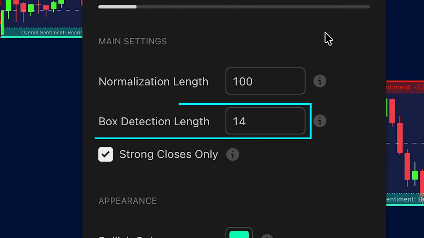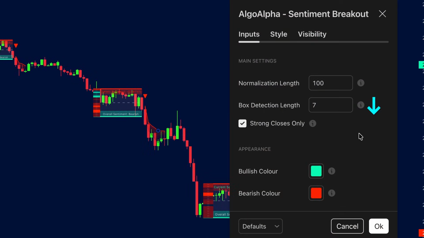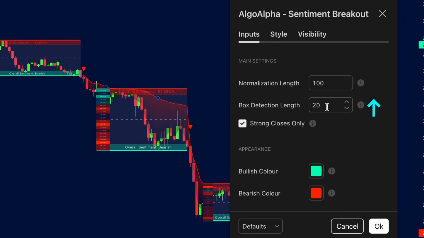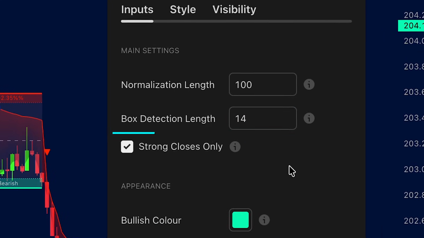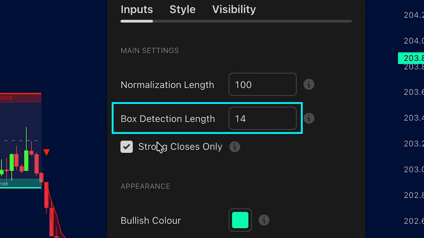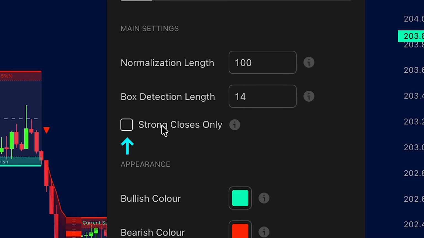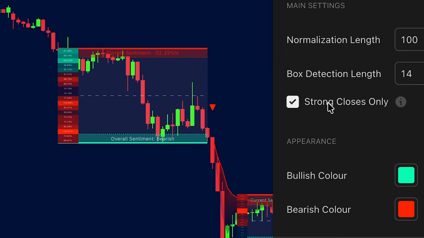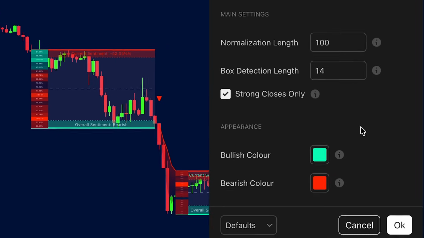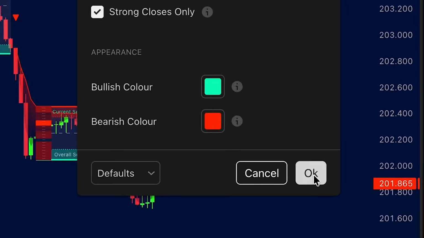Next is box detection length, which controls how sensitive the channel formation is. It's set to 14 by default. Lower values create more boxes but with less significance, but higher values mean fewer boxes but stronger conviction when they appear. Keep this at default unless you're specifically hunting more or fewer signals. After that, enable the strong closes only if you want cleaner, higher quality breakouts. When turned on, the indicator only triggers breakout signals when a candle closes strongly beyond the channel boundary, not just wicks through it. This dramatically filters out false breakouts. Once that's done, click OK.